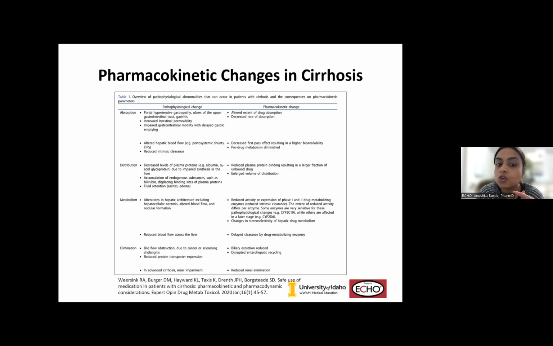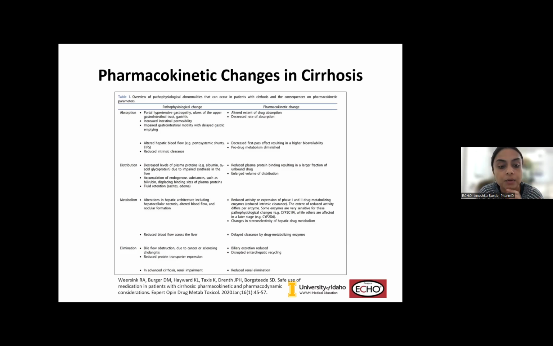There are also actual alterations in the architecture of the liver, including hepatocellular necrosis and altered blood flow. This also reduces the liver enzyme activity, which is usually responsible for the breakdown of these medications into inactive substances. Because those enzymes are not present as much as we want, or not as active as we would like them to be, the drug levels are pretty high because they're not getting metabolized.